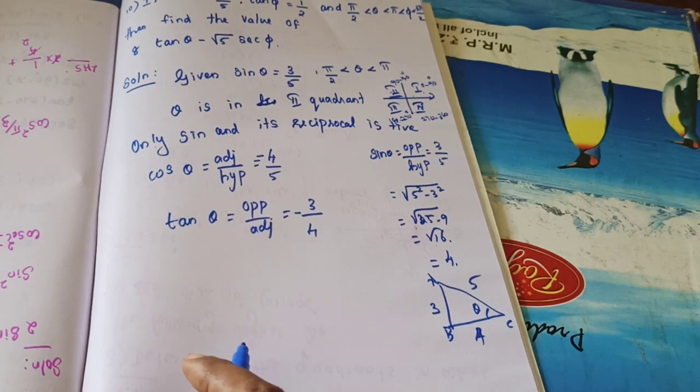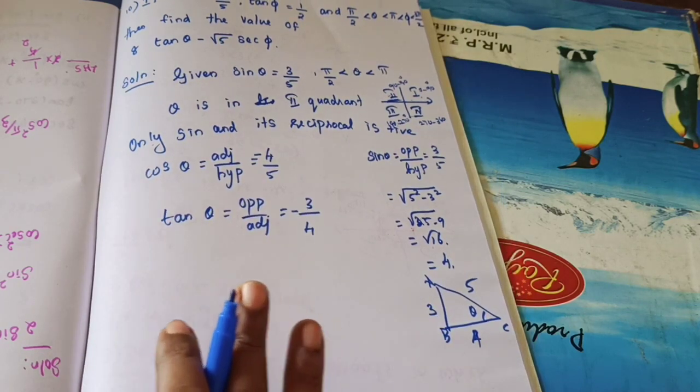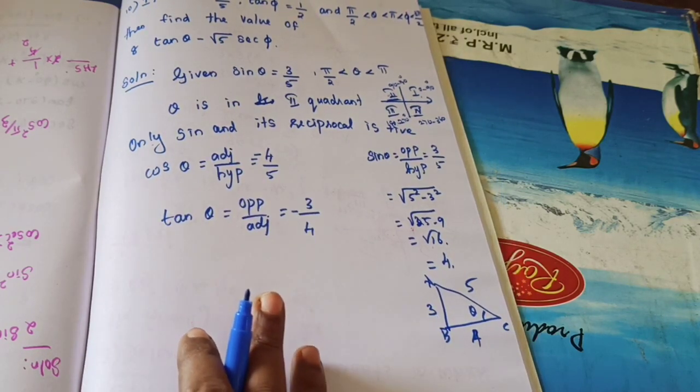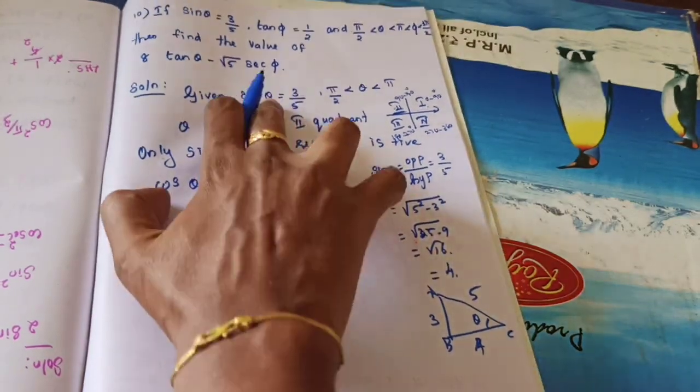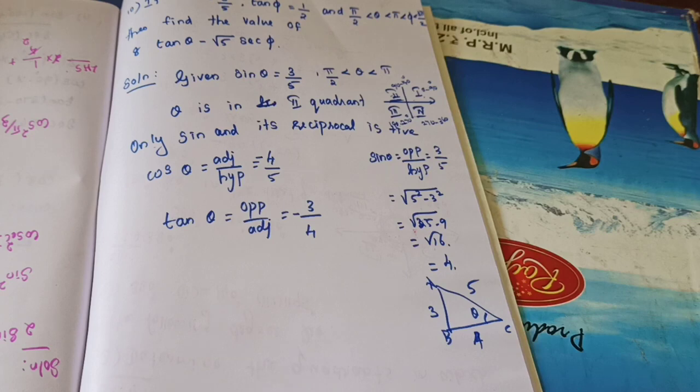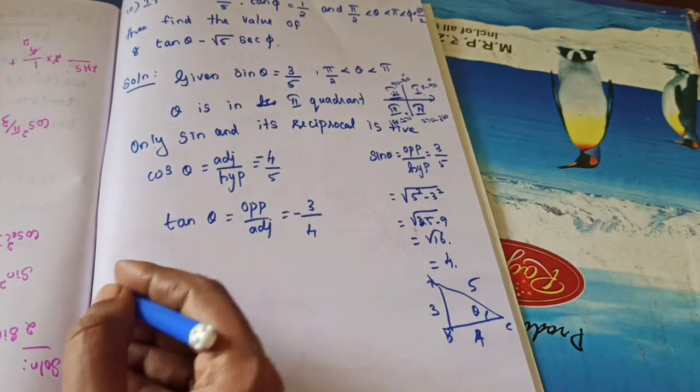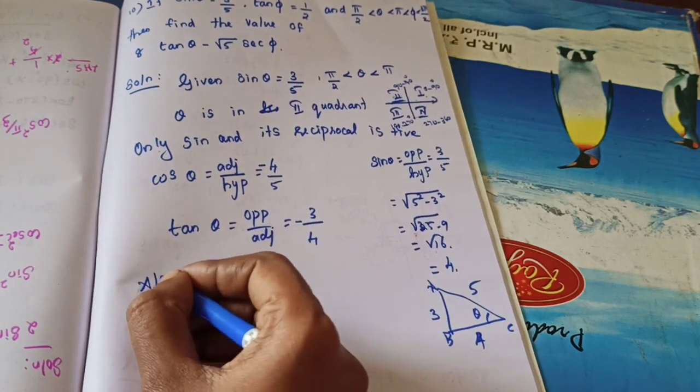Now I explained that in this problem, we have found that in the first quadrant all are positive. Here you got the second quadrant. So in the second quadrant, sine alone is positive. The remaining two, cosine and tangent, and their reciprocals are negative. Okay.